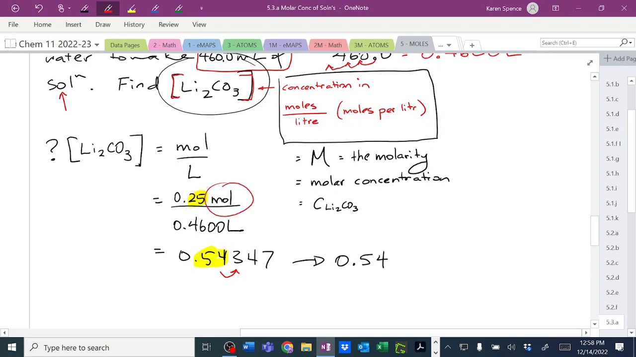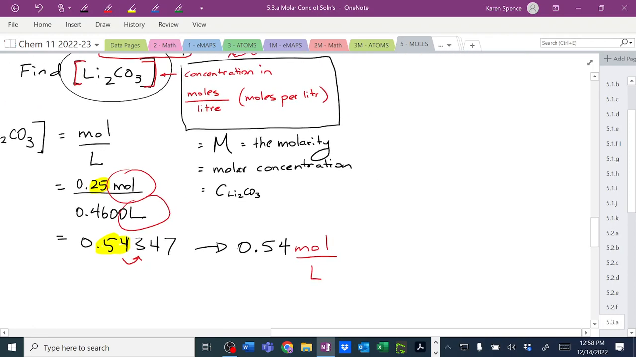And my units, the only thing that's left is moles and liters. Moles per liter. Or, how else could you write it? 0.54 molar.